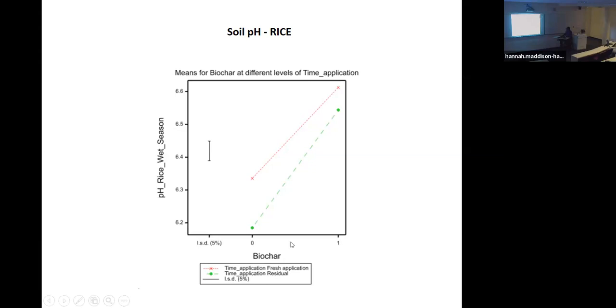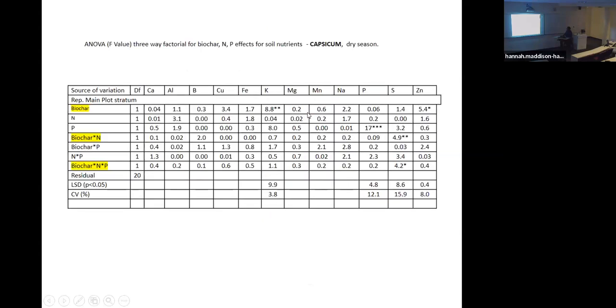Similarly, for the residual impact, the green one also increased. By using biochar, it increased from 6.2 to 6.5. So this is also very good. Biochar is helpful in making nutrients available to plants.